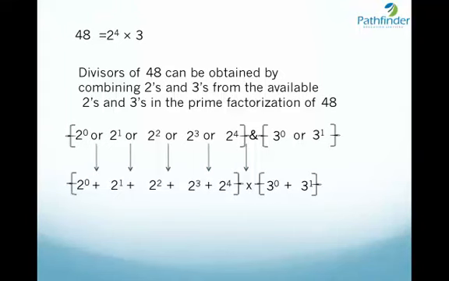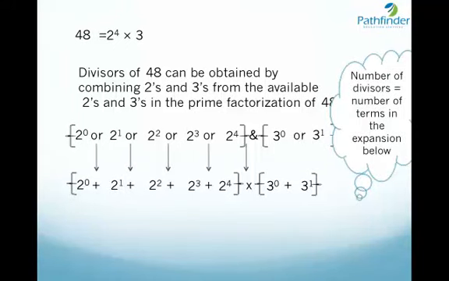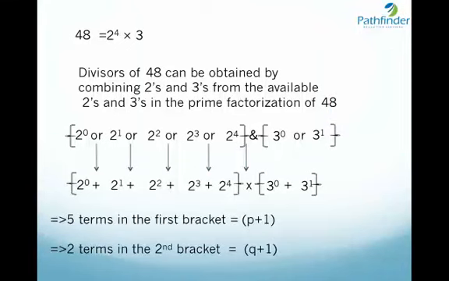So we see those arrows represent that the OR has been replaced by a plus sign and the AND has been replaced by a multiplication sign. So you'll notice that the number of divisors is the number of terms in the expansion of the brackets below. There are 5 terms in the first bracket, which is represented by p plus 1 in the formula, and there are 2 terms in the second bracket, which are represented by q plus 1 in our formula. And we get the answer, the number of divisors, as p plus 1 into q plus 1.